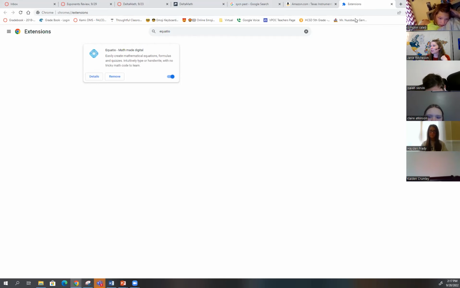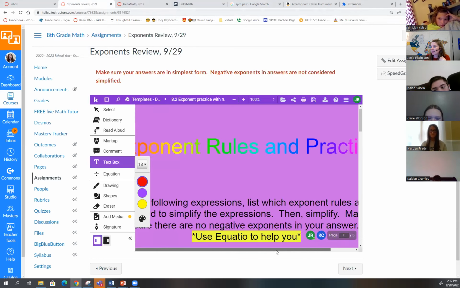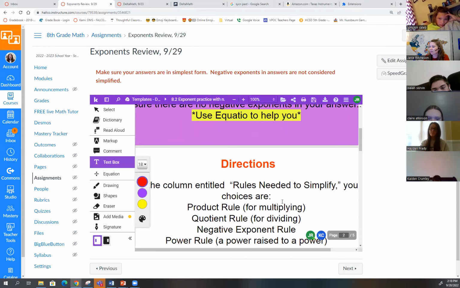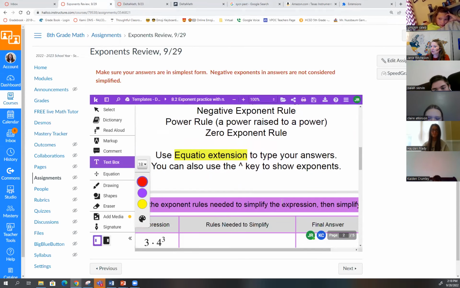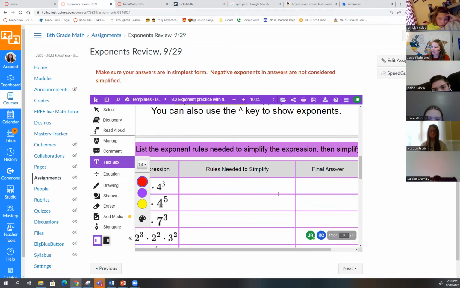All right. So now that you have downloaded the extension, there's a tiny little blue square right there. Can you still see my screen? That is Equatio. Don't hit it yet. All right, so now I'm going to go back to my assignment from yesterday, this Cami assignment. I even highlighted it on the directions. Use Equatio to help you because no one likes to type fractions that are complicated.